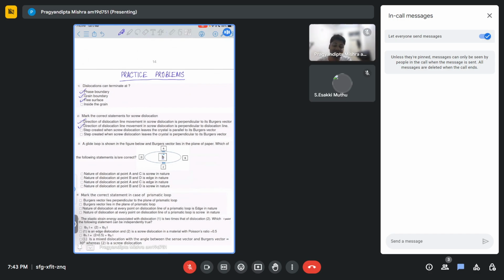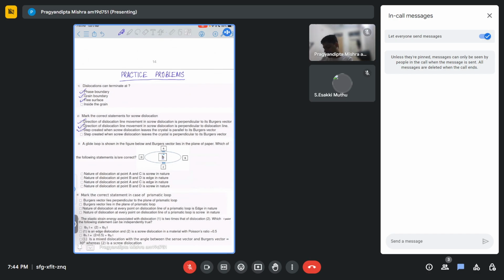So when screw dislocation leaves the crystal, there is a step created. Is it parallel to the Burgers vector? Think about it. When I rotate the crystal like this, and I create a screw dislocation, the screw dislocation will be along this direction. This kind of step will be created, a step like this. Is it parallel to the Burgers vector? Yes, because Burgers vector is also along this direction, and the step is also created along this direction only. So yes, this is right. The last line, step created when screw dislocation leaves the crystal is perpendicular, is wrong.